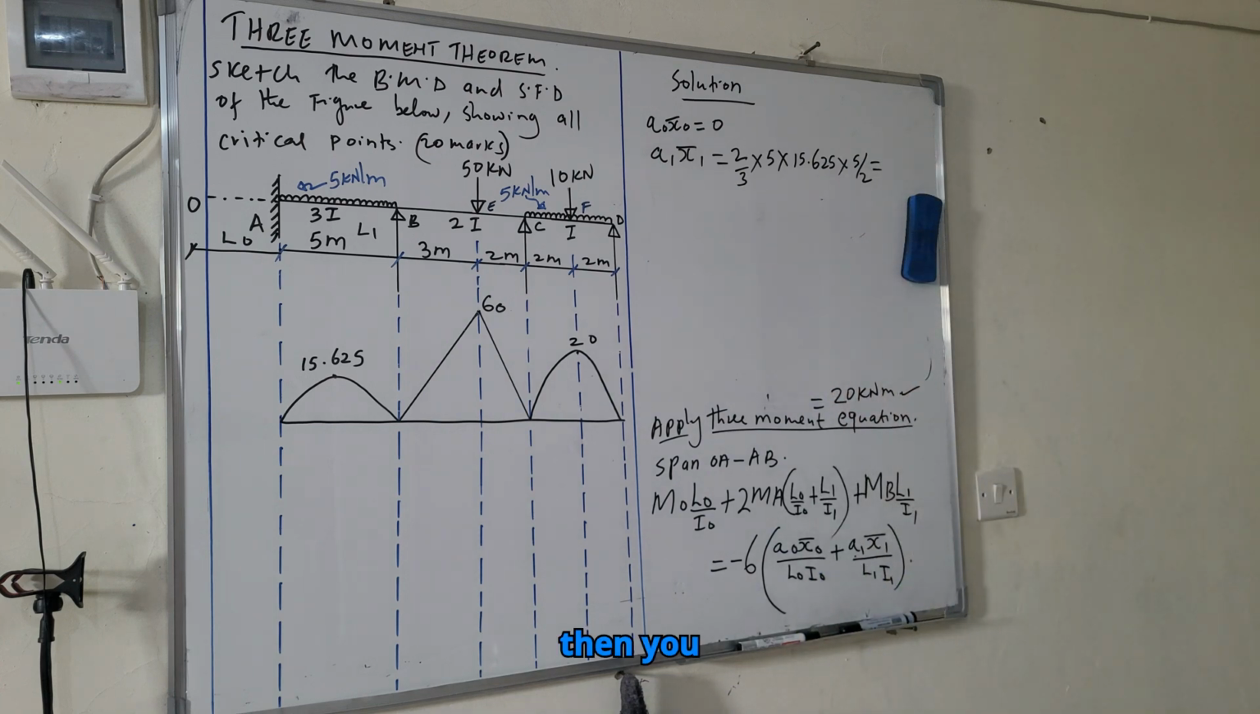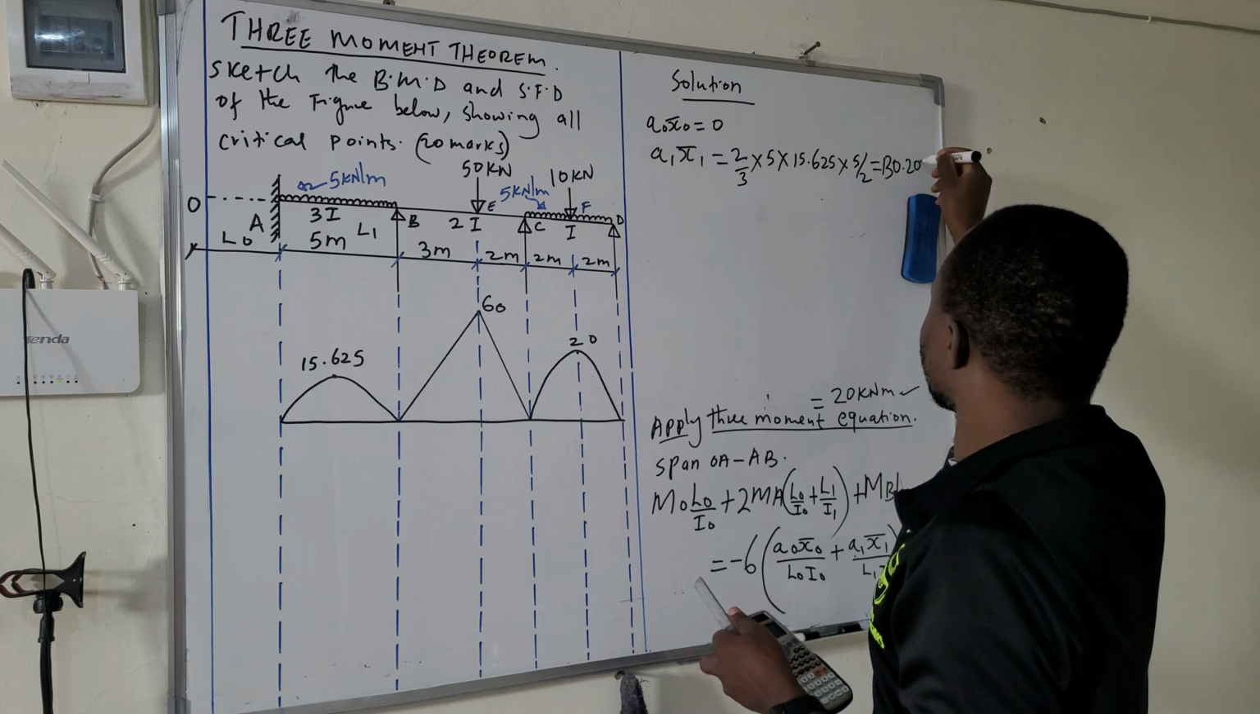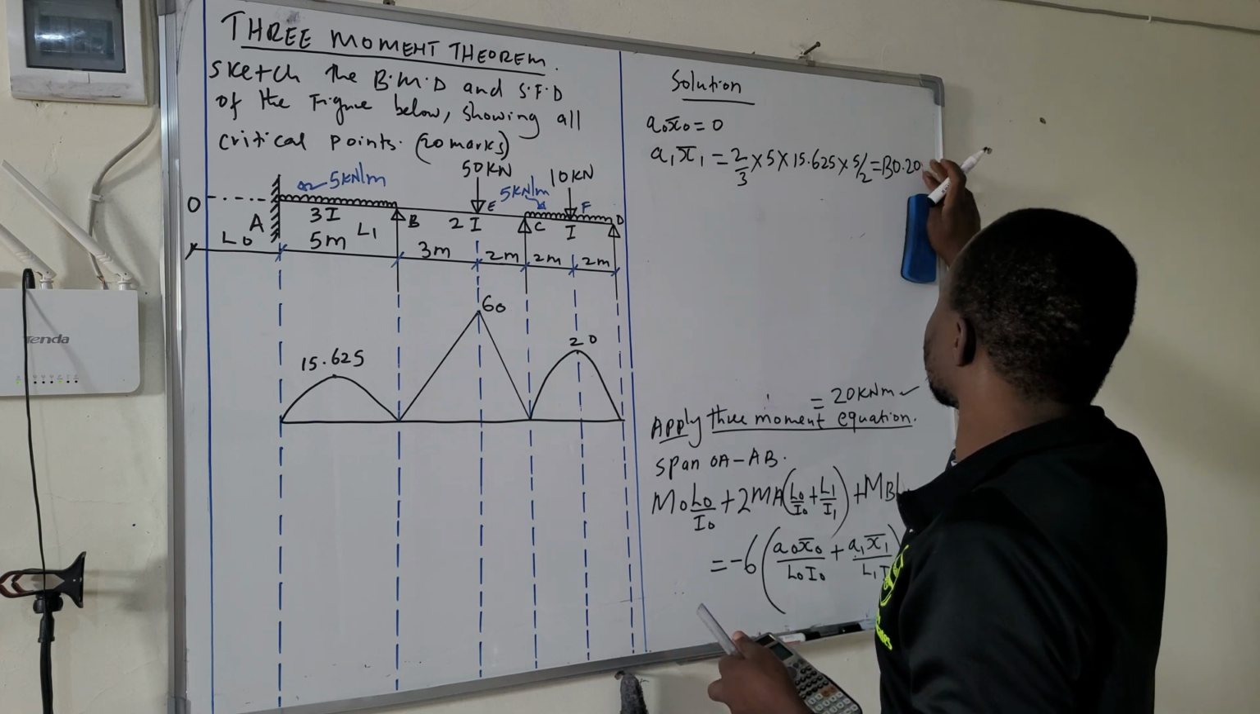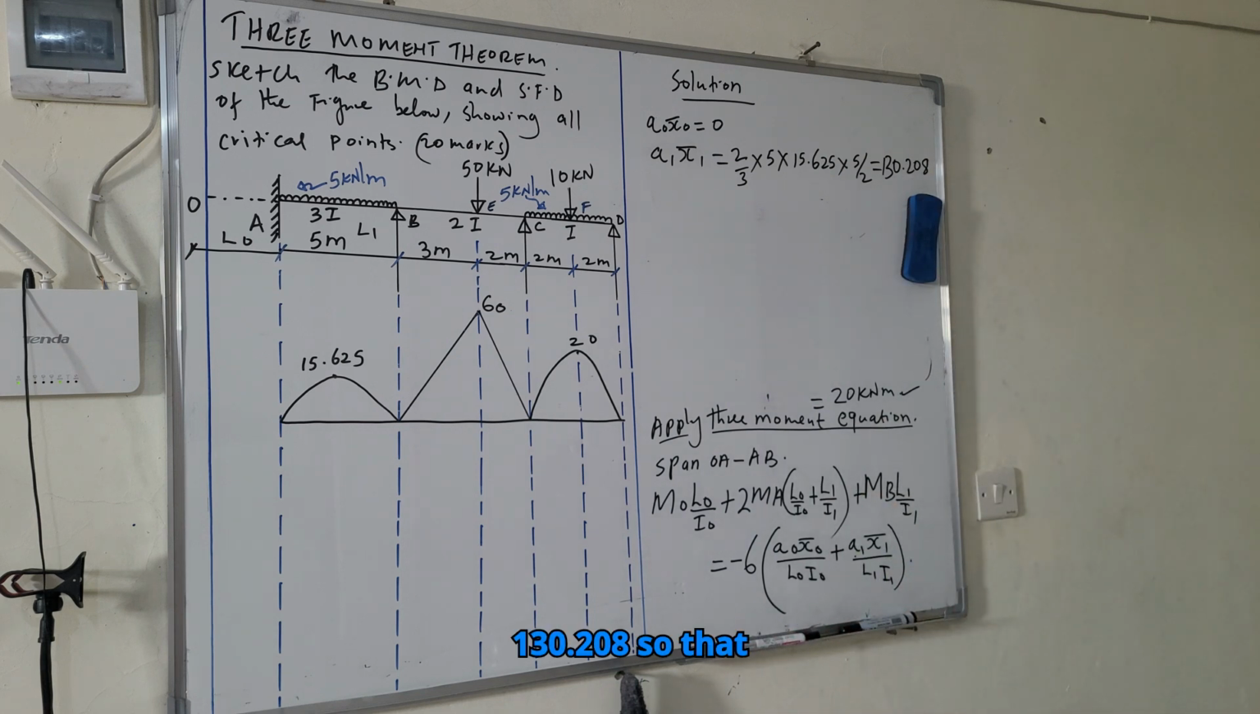Then you punch your calculator. So 2 over 3 times 5 times 15.625 times 5 over 2. So that is 130.208. So that is A1 x bar 1.